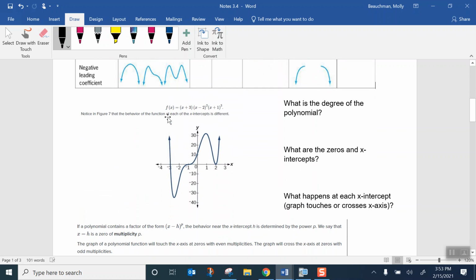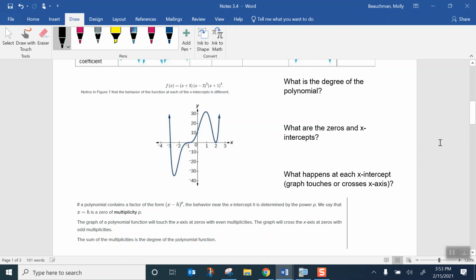So let's take a look at a function f of x. It's already in factored form, equals x plus 3 times x minus 2 squared times x plus 1 cubed. So the degree of that polynomial, add together the degree of each factor. X plus 3 is to the power of 1, plus x minus 2 is to the power of 2. X plus 1 is to the power of 3. So we have a degree of 6. So I know this is even degree. Lead coefficient is positive if I were to multiply it out. So the end behavior is pointing up.